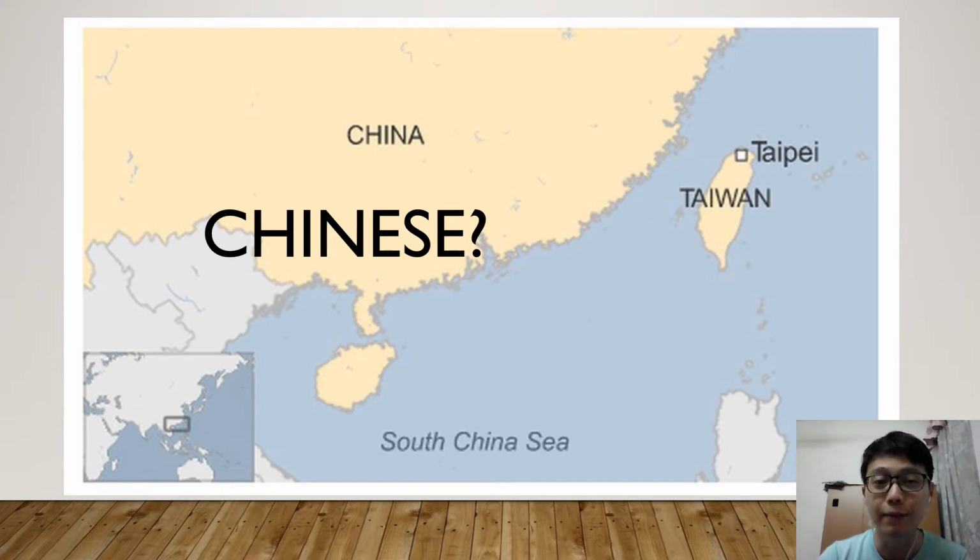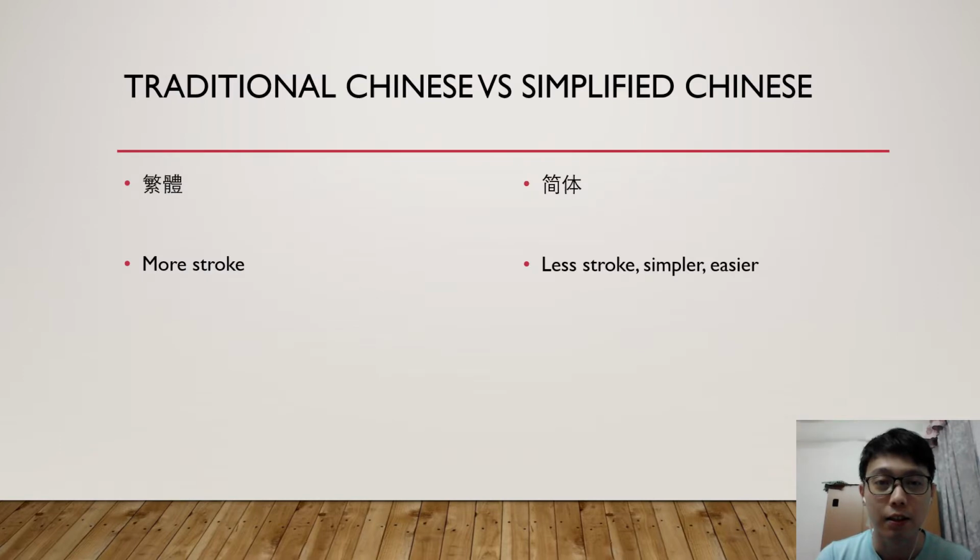But basically, I want to say that these two different countries both have Chinese as their language. However, their writing style is different. Same but different. Remember, Taiwan is the small island, and they practice traditional Chinese, known as Fanti.